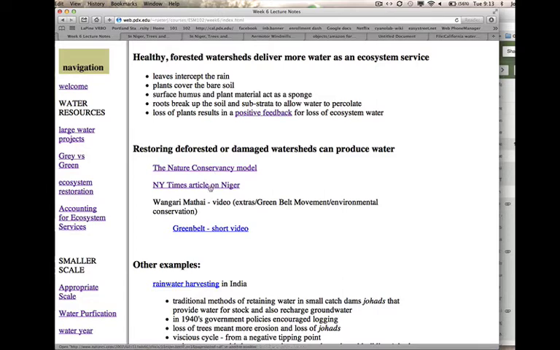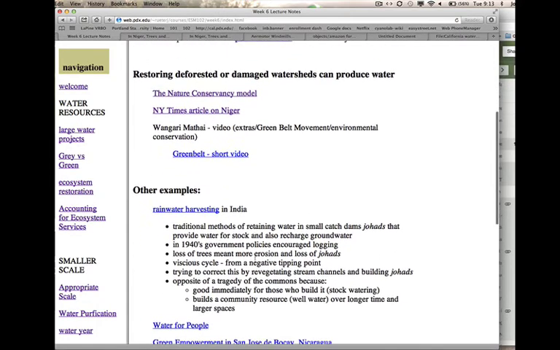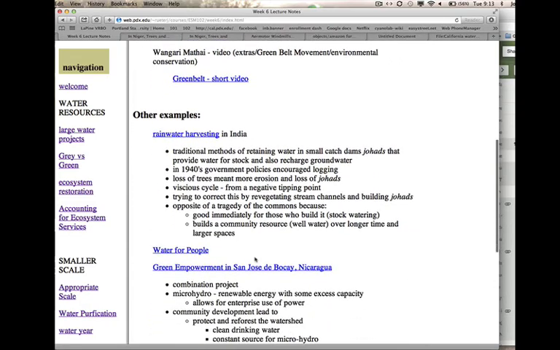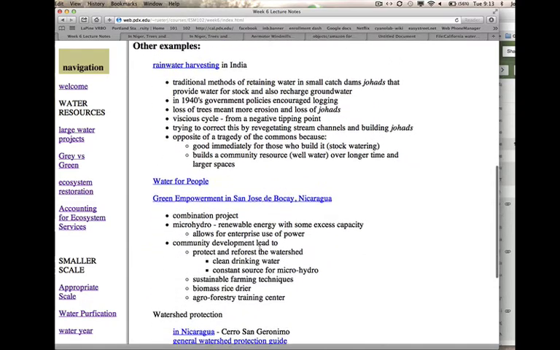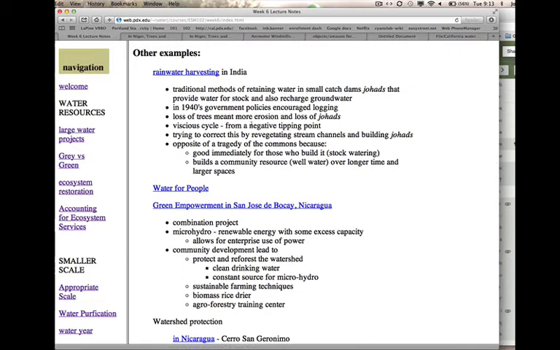We're going to come back to this article on the Niger, and last week you saw this video on the green belt where having more trees led to more water, and it wasn't just one thing. It was water, jobs, agriculture. Okay, now there are some other examples of these projects, and I'm just going to talk about them real quickly, and you're going to come back to them.